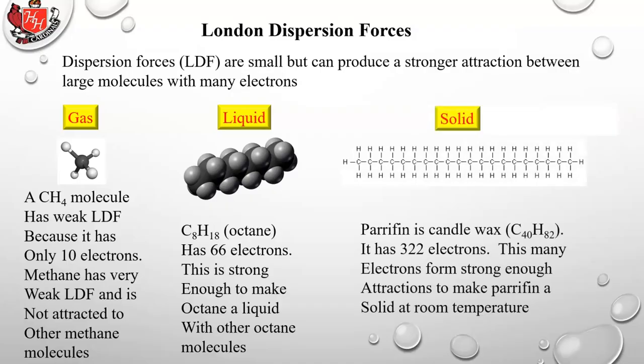And now if we get to an even bigger molecule, this is paraffin, that's candle wax. It's C40H82. It has 322 electrons. This many electrons form strong enough attractions to make paraffin a solid at room temperature. Because with 322, you push them to the side, and then the next paraffin molecule, 322 to one side, and then the next one, 322, and the next thing you know, you've got a very strong intermolecular force between large nonpolar molecules.